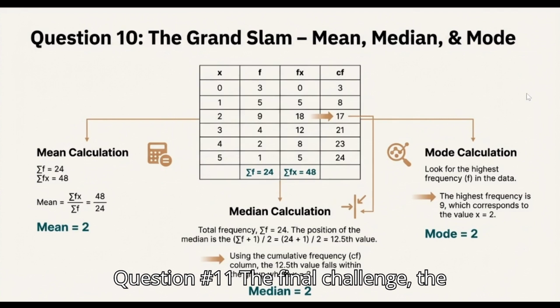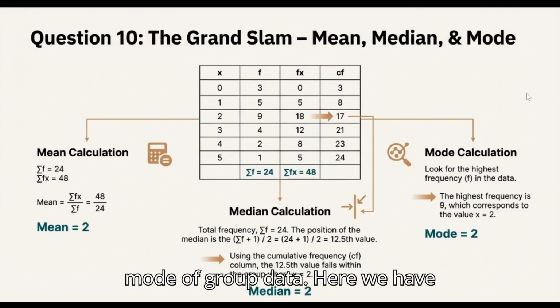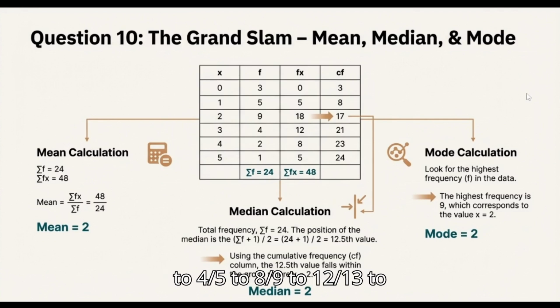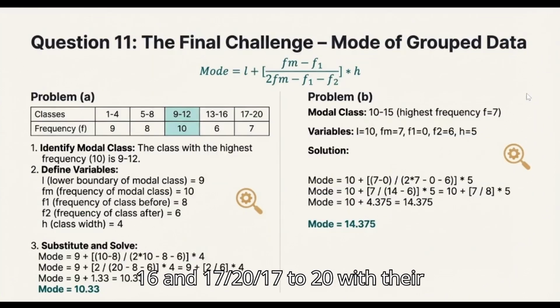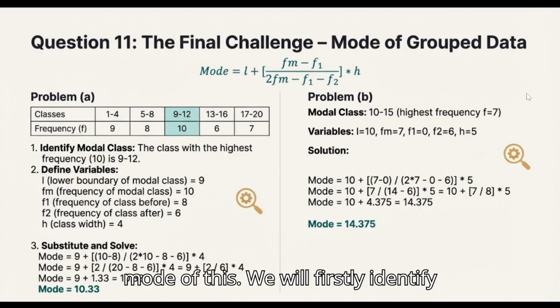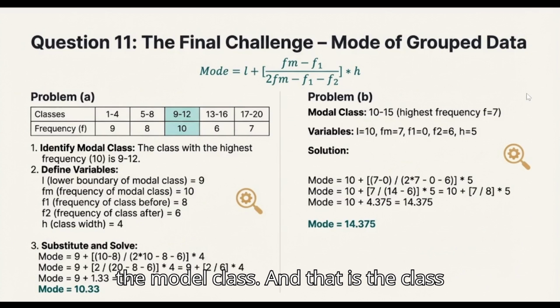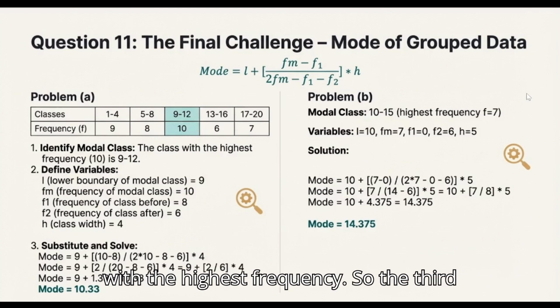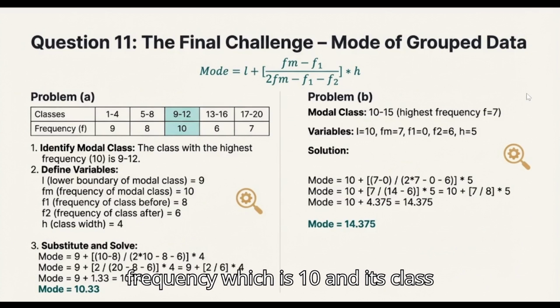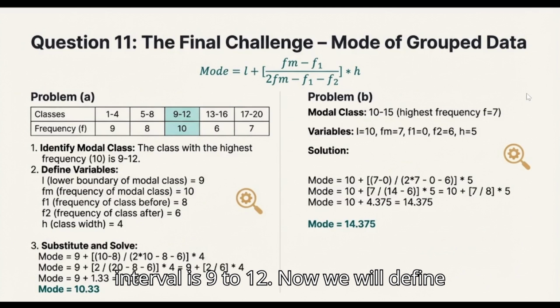Question number 11, the final challenge, the mode of grouped data. Here we have a problem. We have the classes 1 to 4, 5 to 8, 9 to 12, 13 to 16 and 17 to 20 with their frequencies. So we need to find the mode of this. We will firstly identify the modal class, and that is the class with the highest frequency. So the third class is the class with the highest frequency, which is 10, and its class interval is 9 to 12. Now we will define our boundaries.